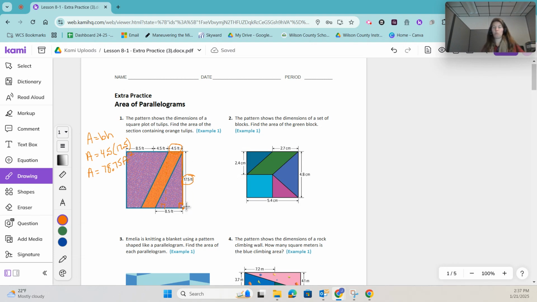Again, I had to find where they are perpendicular to one another. And that height was outside of that parallelogram. Okay, let's try another one here.